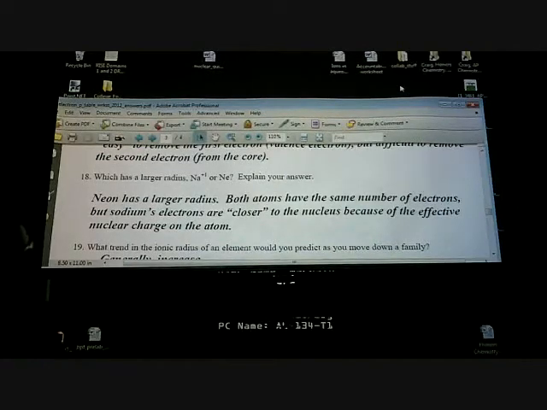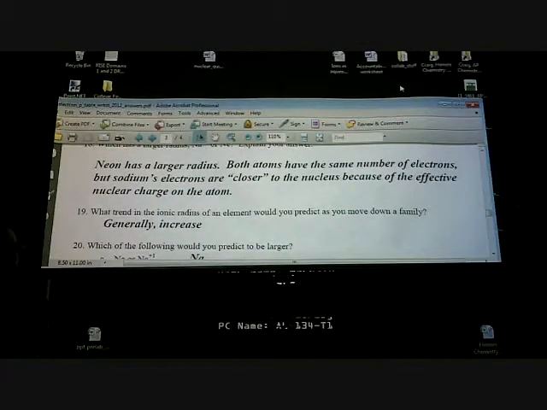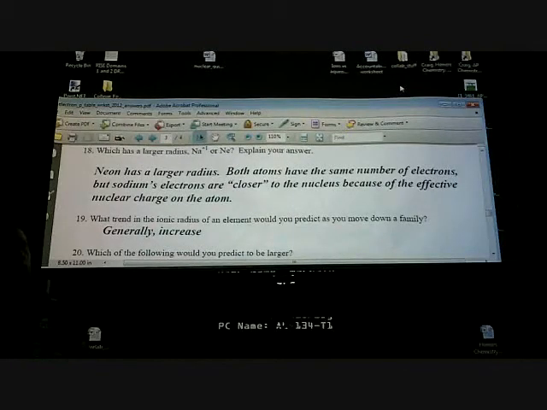What trend in the ionic radius of an element would you predict as you move down a family? It gets larger. Yeah, it gets bigger regardless if it's neutral or an ion. Now, I won't ask you left or right. I won't do that. So that gets smaller, doesn't it? No, it depends on the element.